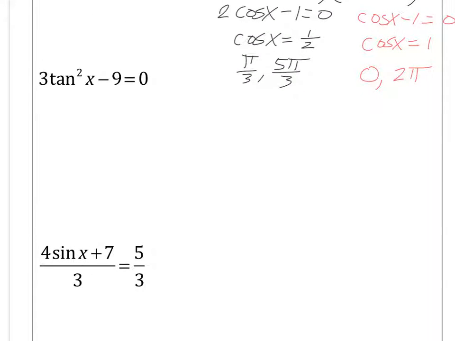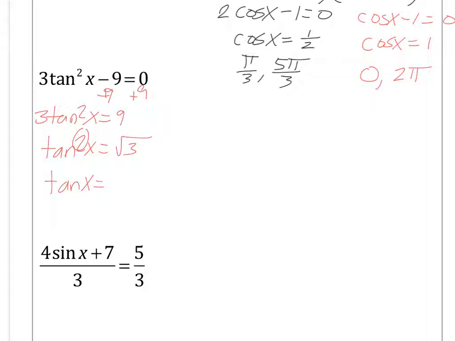For my second one, 3 tangent squared minus 9 is equal to 0. Since I don't have a non-squared term, I might just try to do this with square roots. Let's add 9 to both sides. So plus 9, and we get 3 tangent squared x is equal to 9, divide by 3. Tangent squared x is equal to 3, not the square root of 3. Somehow I jumped the gun here with the square rooting.